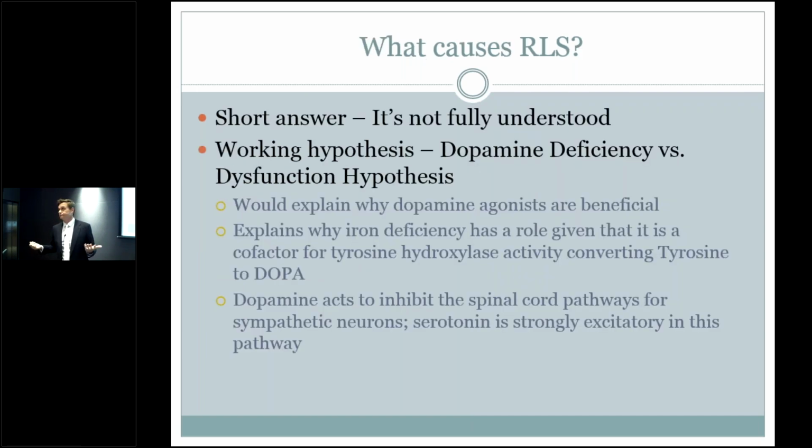What causes it? We don't know. Like most things, we don't have any idea. The working hypothesis is that there's a dopamine deficiency versus a dopamine dysfunction, and it kind of goes back and forth. The dopamine deficiency would explain why a dopamine agonist can be beneficial, and it would also explain why iron deficiency has a role, as it acts as a cofactor in that conversion of tyrosine. It also acts to inhibit the spinal cord pathways in the anterior horn cells and for these movements at night, and serotonin is strongly excitatory in that pathway, which is why SSRIs tend to be a problem in restless leg.